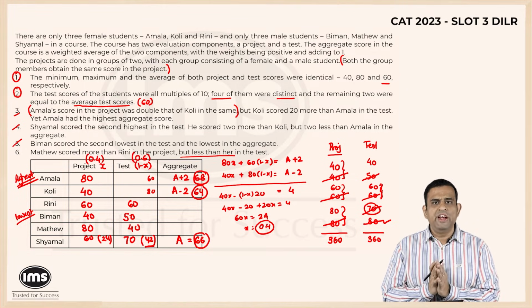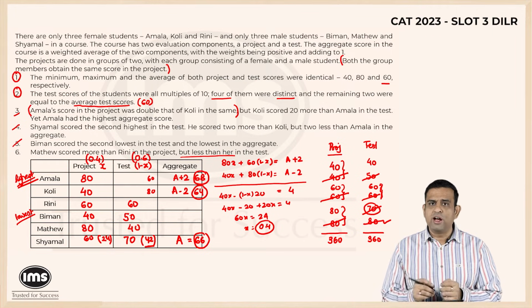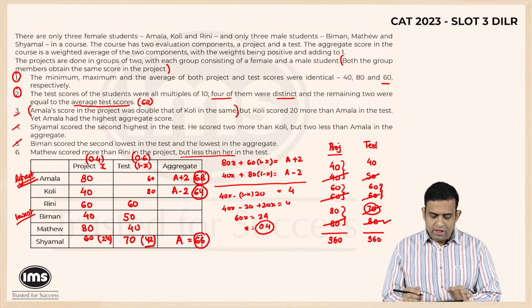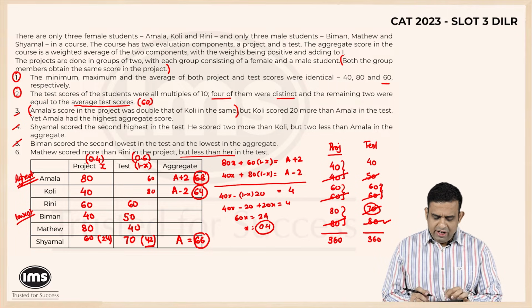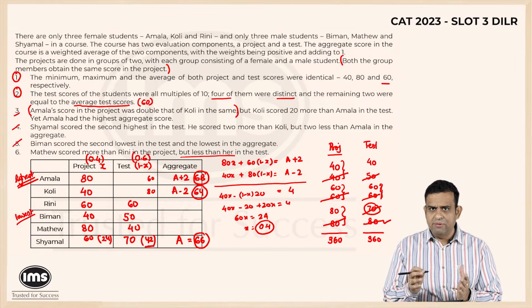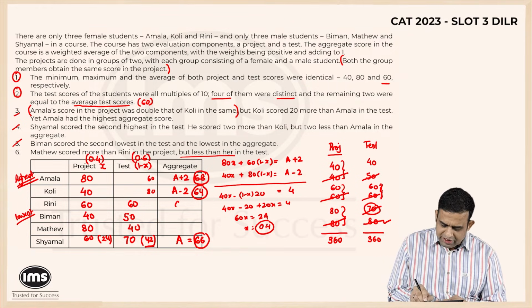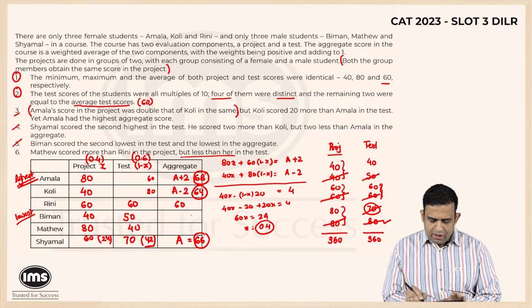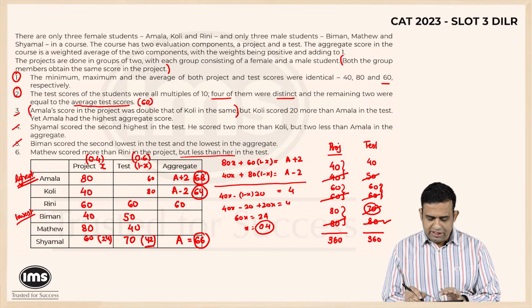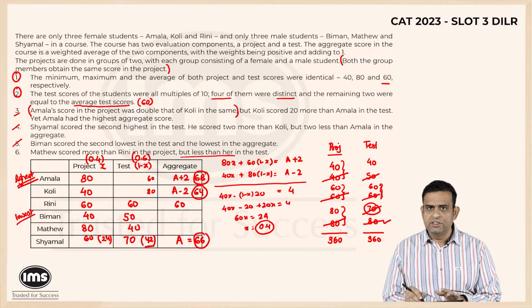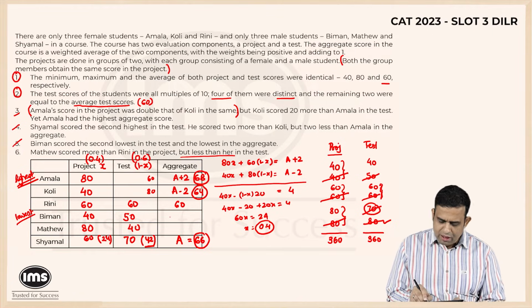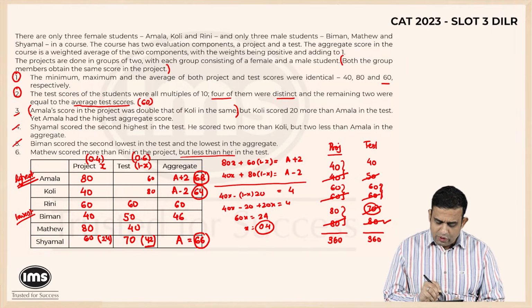We also know the weights as well, so we can easily find out the aggregate score of Rini, Biman and Matthew. For Rini, since the scores are the same, it doesn't matter what the weight is. So it has to be 60 definitely. For Biman, 40 into 0.4 is 16, and 50 into 0.6 is 30. So 16 plus 30 equals 46. That's the lowest right now.